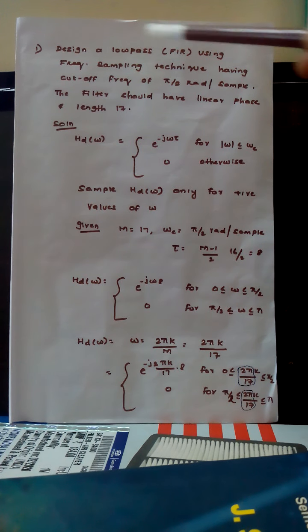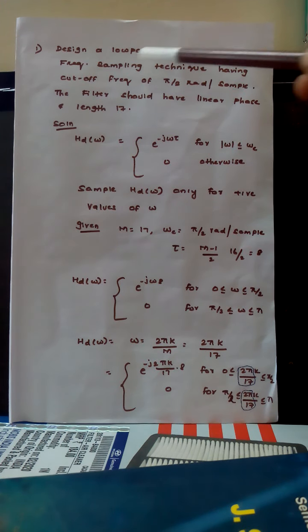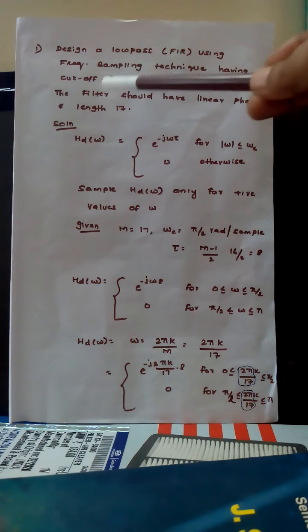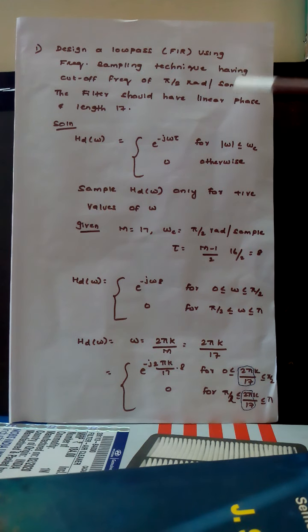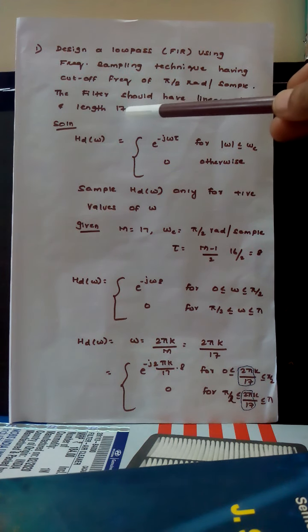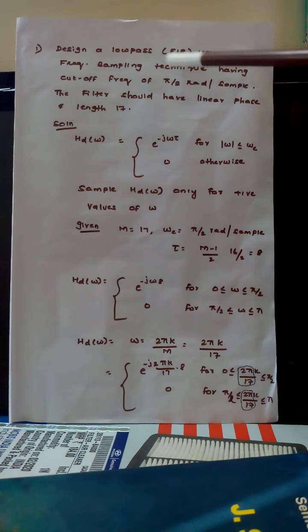We'll see the problem. Design a low pass FIR filter using the frequency sampling technique having the cutoff frequency of pi by 2 radian per sample. The filter should have a linear phase and length 17. So here they have given the length as 17, and the cutoff frequency omega c they have given as pi by 2 radian per sample.